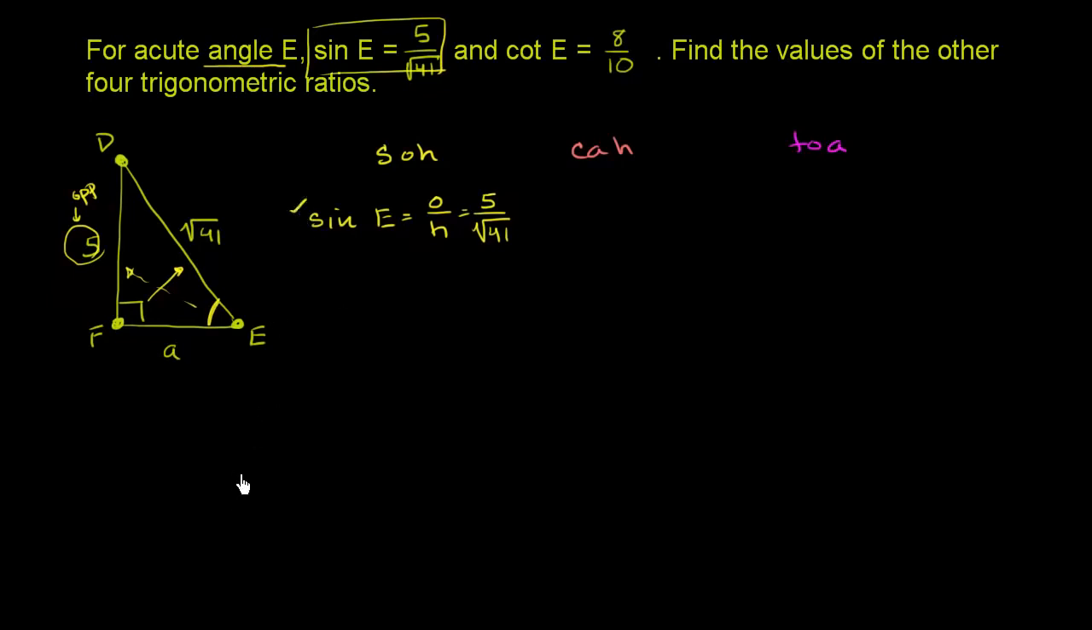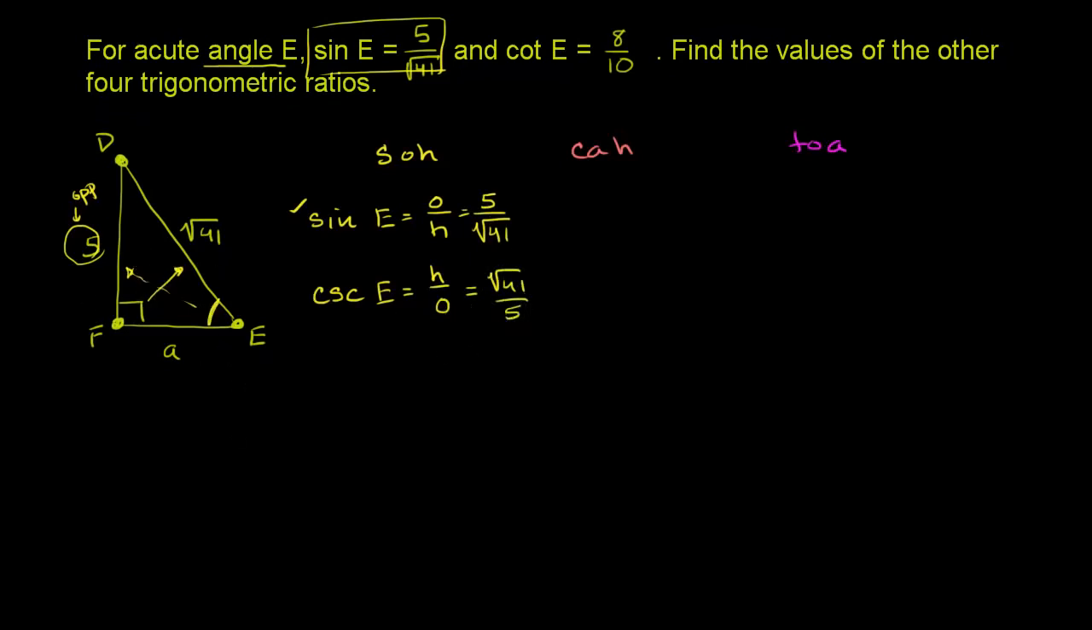Now let's think about the reciprocal of the sine of E, which is the cosecant of E. Cosecant of E is just the reciprocal of sine, which is hypotenuse over opposite. And we don't even have to look at the triangle. We could just say it's the reciprocal, which is going to be square root of 41 over 5. Or you could look back at this and figure that out.